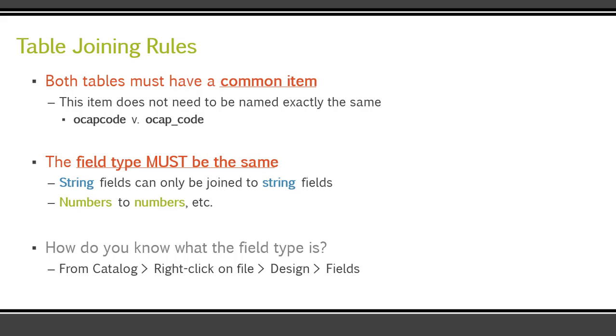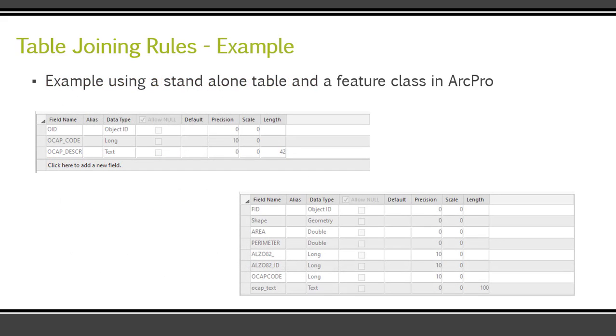So one question you might be asking is, well, how do I know what the field type is? In ArcPro, you have to get to this from catalog. In the catalog tree, you would right-click on your data file or your standalone table, go to design, and then open up the fields view. And I have a screenshot for you here in just a second that's going to show you exactly what that looks like, because we're going to go through an example.